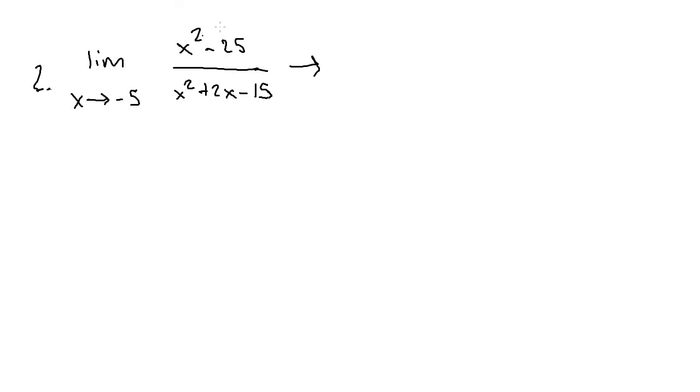Looking up here at x squared minus 25, that's a difference of squares, so I can factor that into (x plus 5) times (x minus 5). And for this bottom one, x squared plus 2x minus 15, I can also factor that. I need to find two numbers that multiply to -15 and add to 2. Right now I'm thinking about -3 and 5.